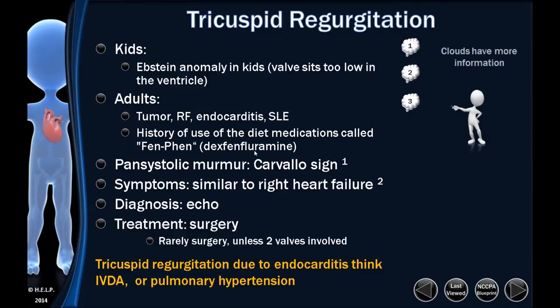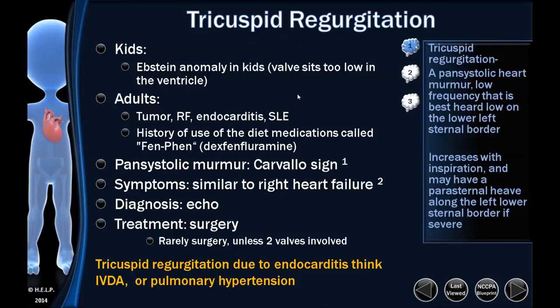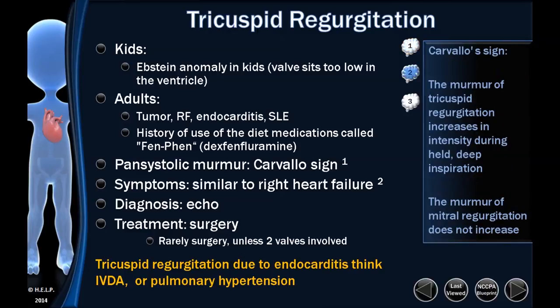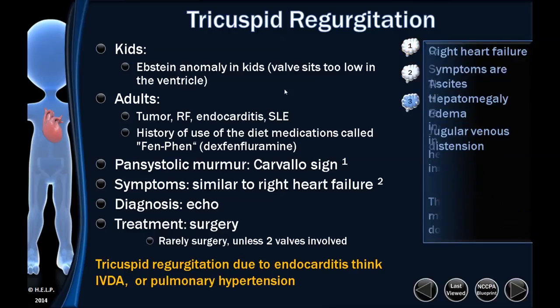Tricuspid regurgitation. Ebstein anomaly is the most common cause of this. What happens is the valve just sits too low, causes the chordae to be too floppy, and so the leaflets don't close properly. In adults, it's commonly due to endocarditis. Lupus can do it. But also there was fen-phen, this diet drug that was causing cardiac problems, and that was causing tricuspid regurgitation. So you get this pansystolic murmur. It's called the Carvallo sign. It's another one of the signs you get to memorize.